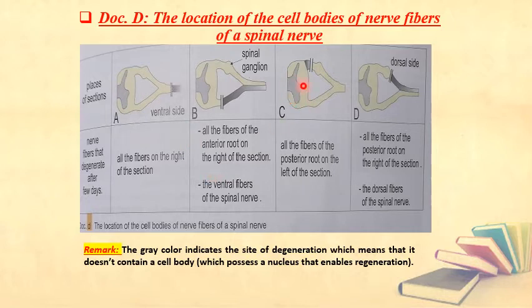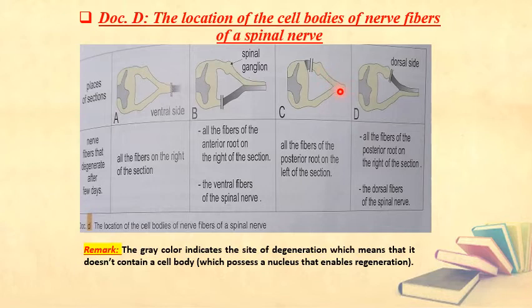And with respect to experiment C, sectioning took place before the spinal ganglion. Before the spinal ganglion they sectioned. We noticed that the degeneration took place to the left of sectioning. This means that to the left of sectioning there is no cell body. So the cell body might be in the spinal ganglion or along the dorsal root or the spinal nerve.